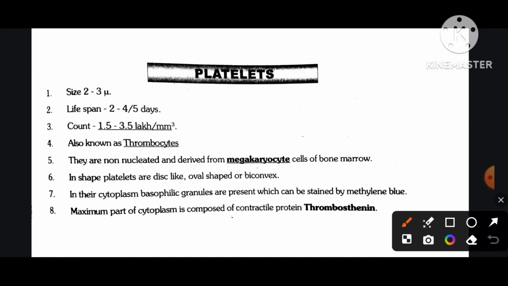Platelets. Size 2 to 3 micrometers, lifespan 2 to 4 or 5 days, count 1.5 to 3.5 lakh per mm³, also known as thrombocytes. They are non-nucleated and derived from megakaryocytes, large cells of the bone marrow. In shape, platelets are disc-like, oval-shaped or biconvex. In their cytoplasm, basophilic granules are present, which can be stained by methylene blue. Maximum part of the cytoplasm is composed of the contractile protein thrombosthenin.